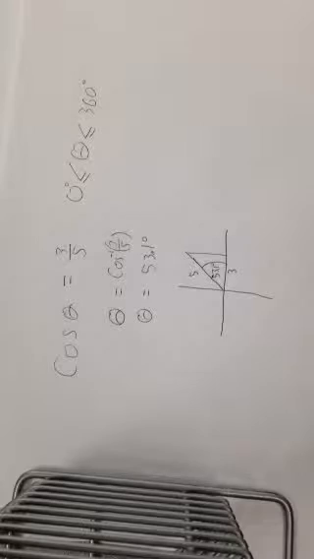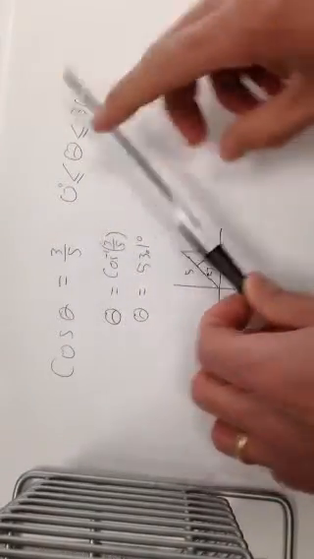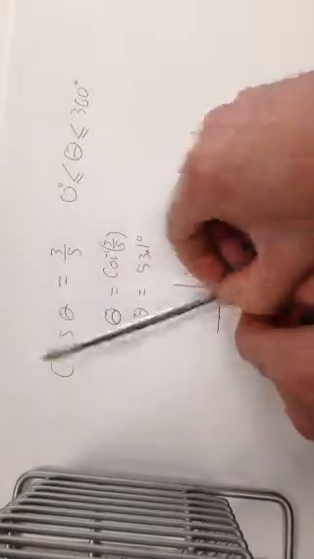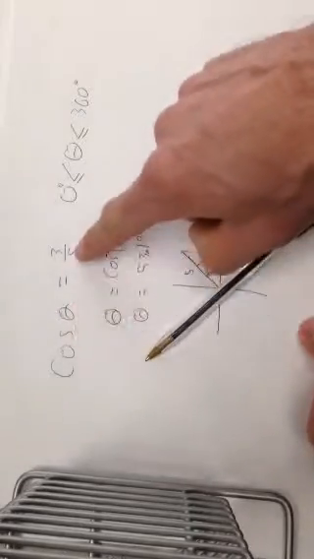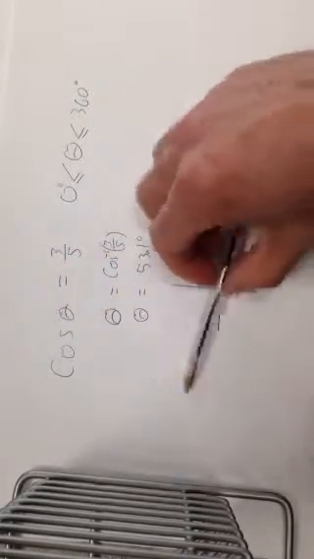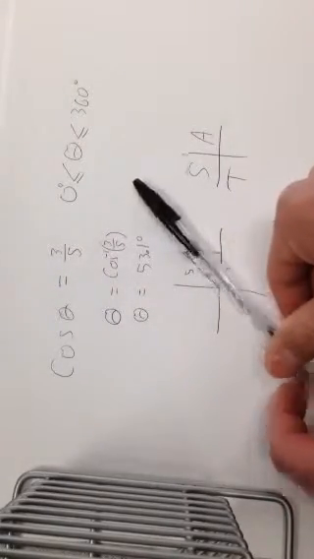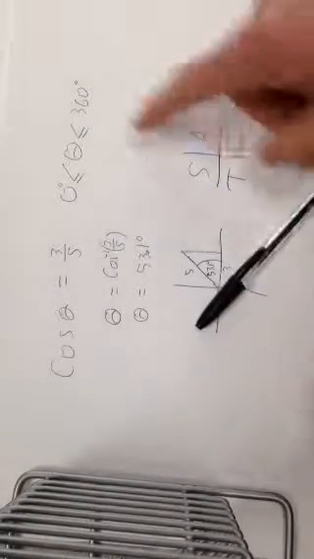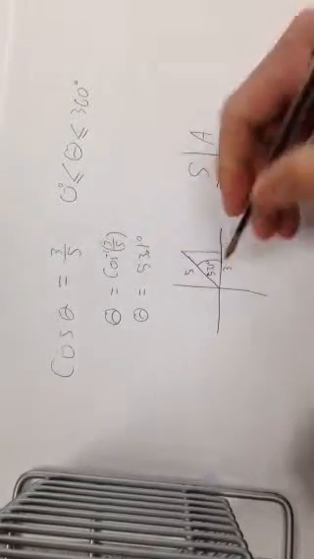So the first thing you should ask yourself is, where do I look for that solution? Here everything is positive. Over here, only sine is positive. I'm not going to look here. Cosine is not positive. Over here, tan is positive, so I'm not going to look here. And over here, cosine is positive. So my other answer, between 0 and 360 degrees, is going to be down here.